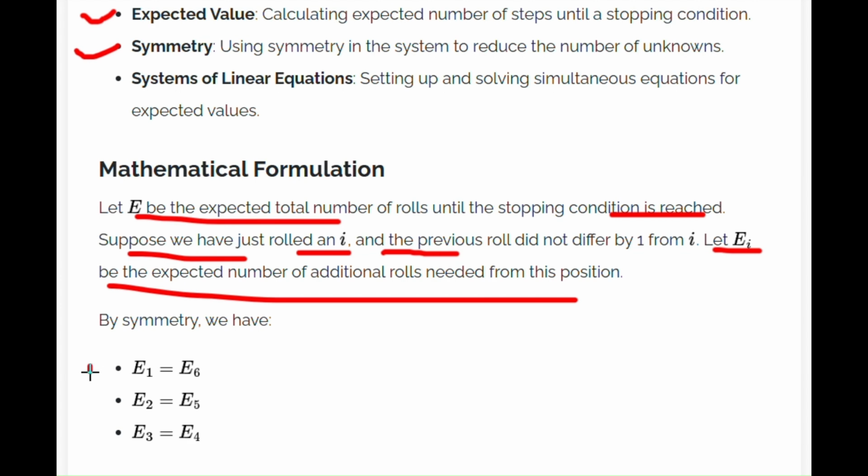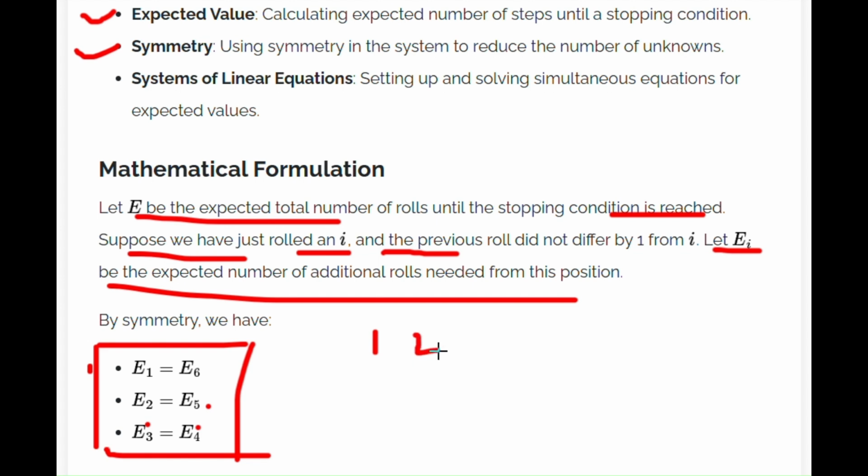Now, the most important part of this question is realizing the symmetry which we have here. That is, the number of rolls required when you've just rolled a 1 is the same as the number of rolls required when you just roll a 6. Similarly, the number of rolls required when you just rolled a 2 is the same as the number of rolls required when you just roll a 5, and similarly for 3 and 4.